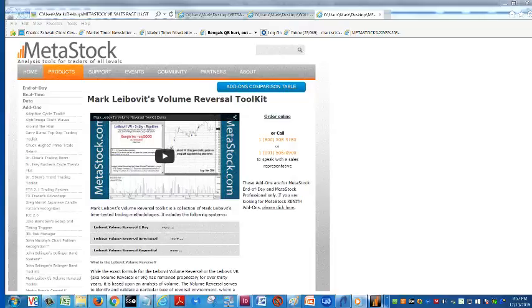We're looking at the Mark Liebovit Volume Reversal Toolkit, which incorporates the sequential, directional, and 2-day version of the volume reversal, all included in the package. Check with Metastock and the video that we posted describing them in more detail. I use the sequential on these videos because it posts all positive and negative volume reversals.